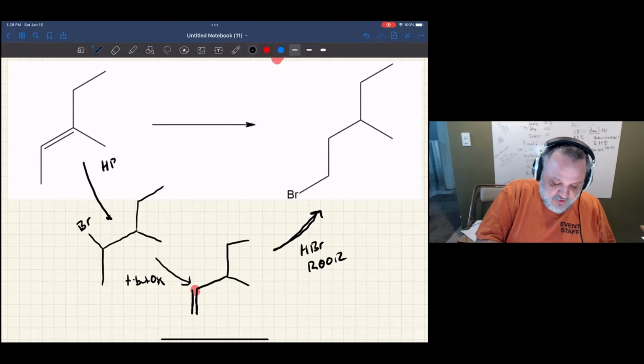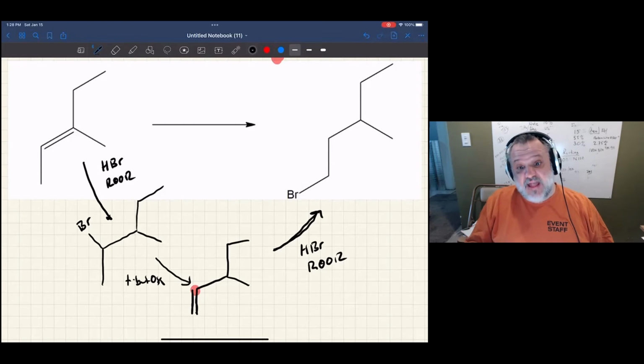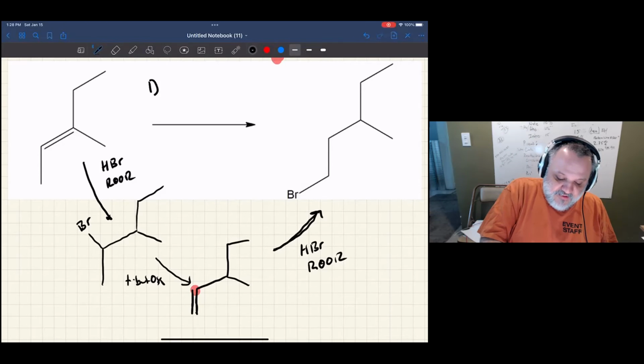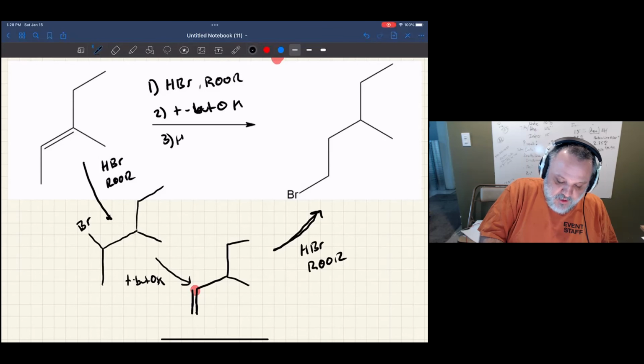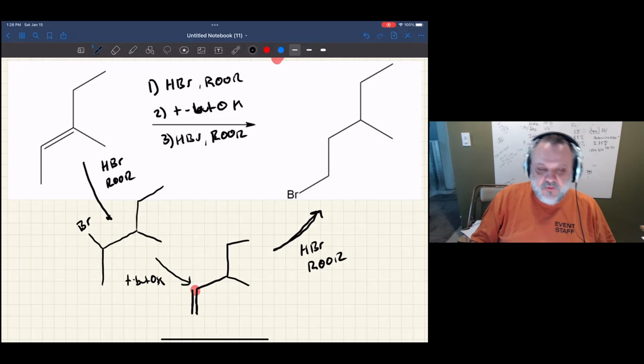So this one is still HBr with ROOR, the same as the last step. And now I have my synthesis solution. Step 1, HBr with ROOR. Step 2, t-butoxide. And step 3, another anti-Markovnikov hydrohalogenation. Okay, that's the solution.